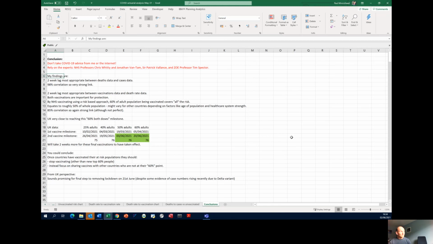But my findings: I can see a 2-week lag between cases and deaths, and it's a really strong correlation. So that seems quite a strong conclusion.